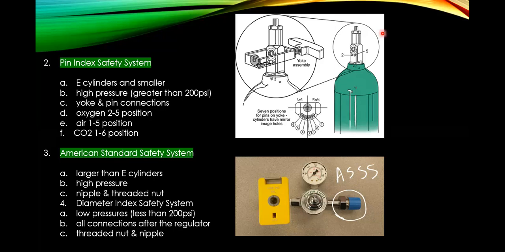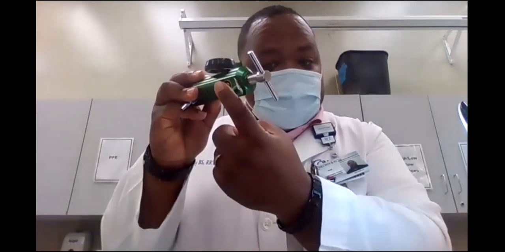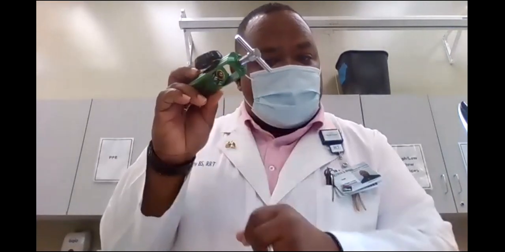And then after that, for the larger cylinders, we have the ASSS, the big ass tanks, right? For tanks larger than E cylinders, and they are the nipple and threaded nut. So let me show you the difference. All right, so the PISS, guys, is the pin index safety system. You notice it has the pins here, 1, 2, and this one right here fits into the middle of the E cylinder. So oxygen is 2 and 5, right? So 2 and 5 would fit right over your oxygen E cylinder.